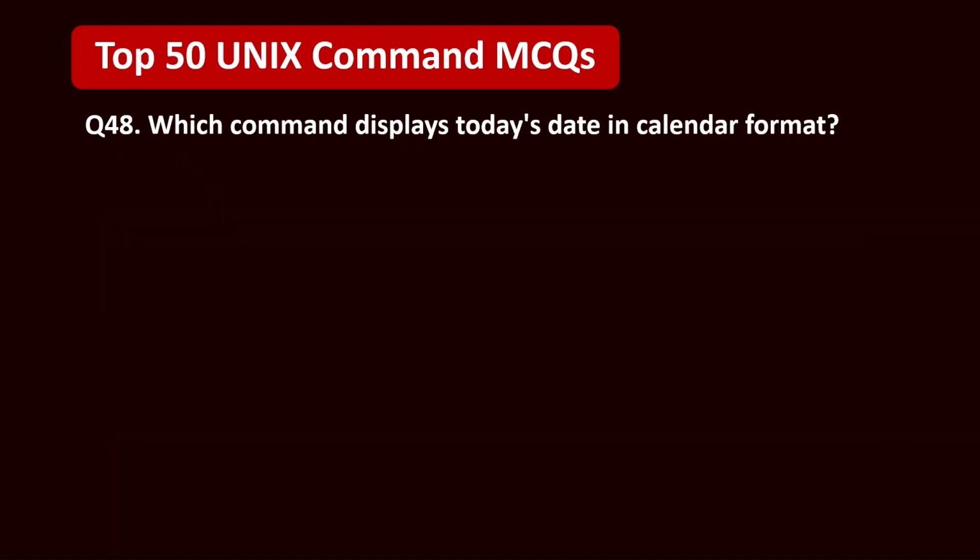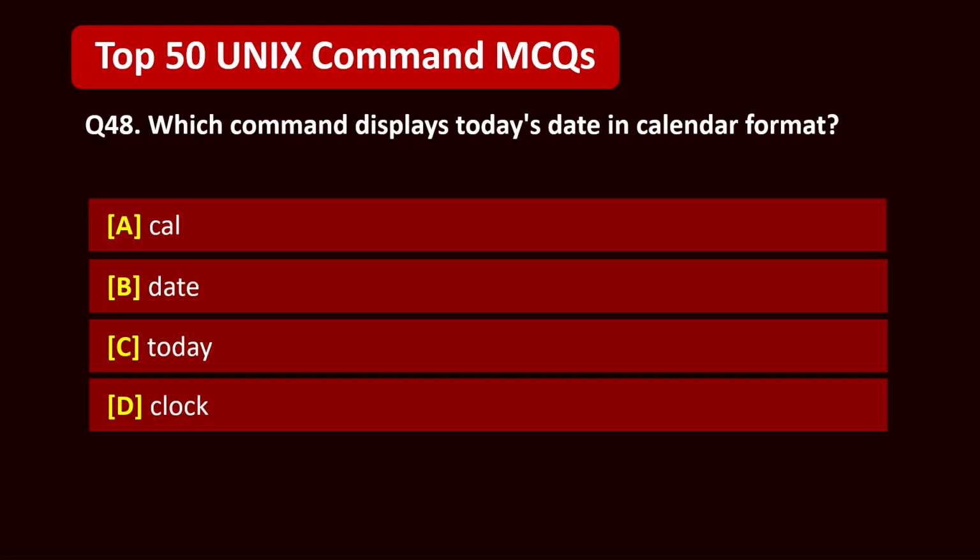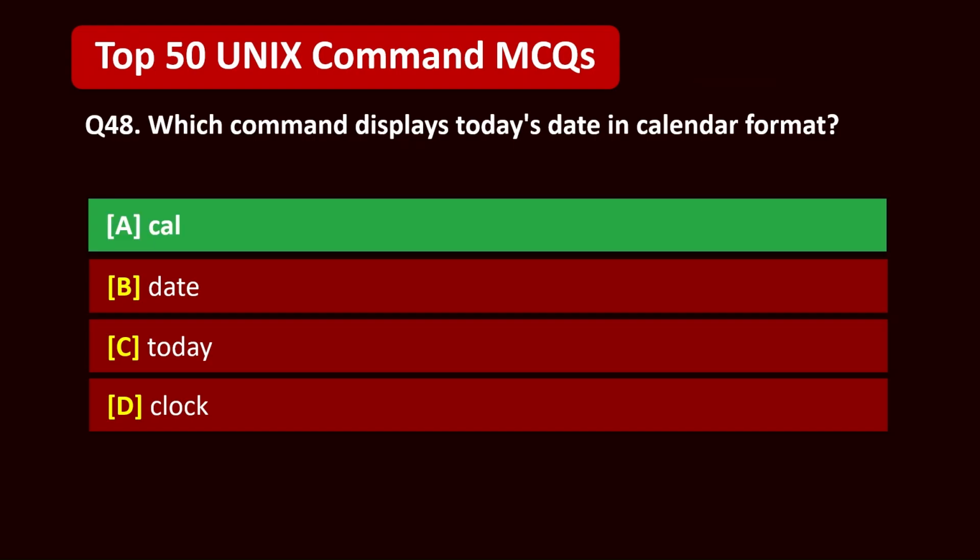Question 48. Which command displays today's date in calendar format? A. cal, B. date, C. today, D. clock. Correct answer is A. cal.